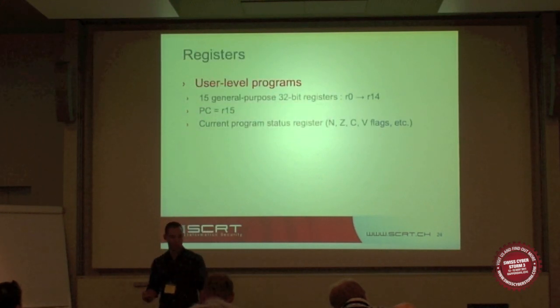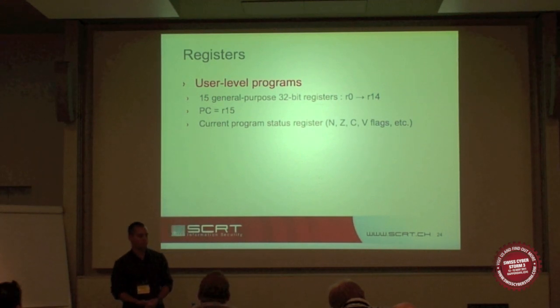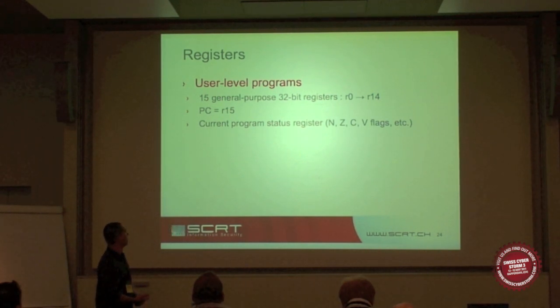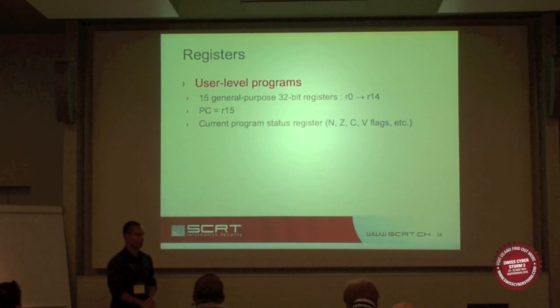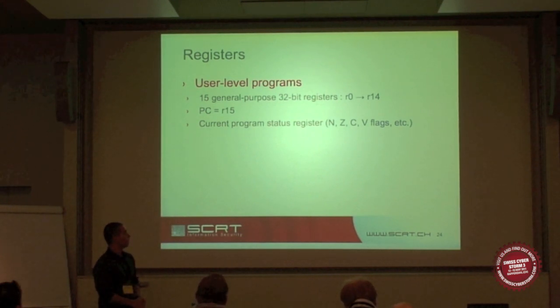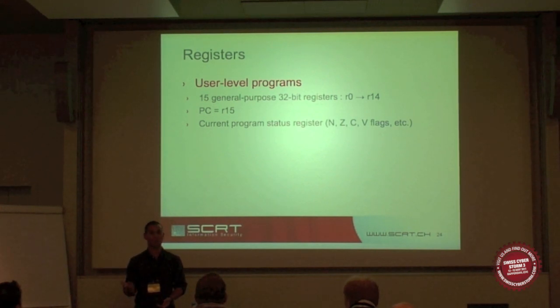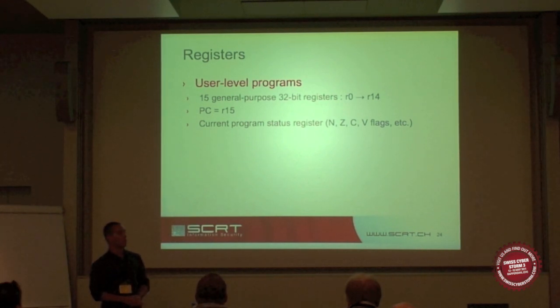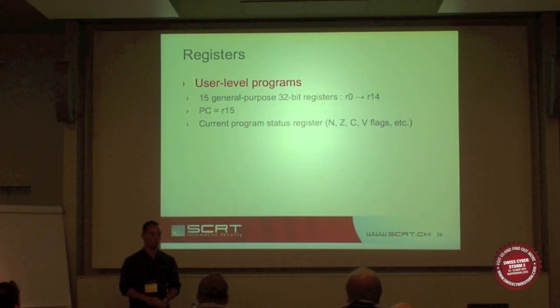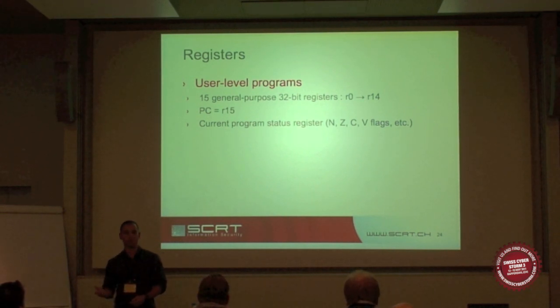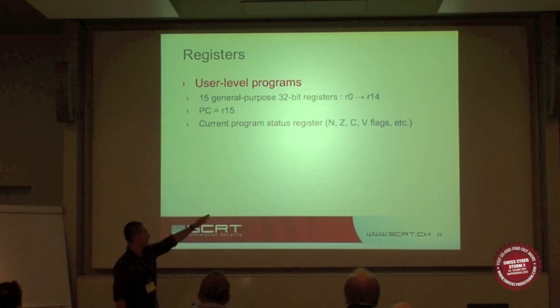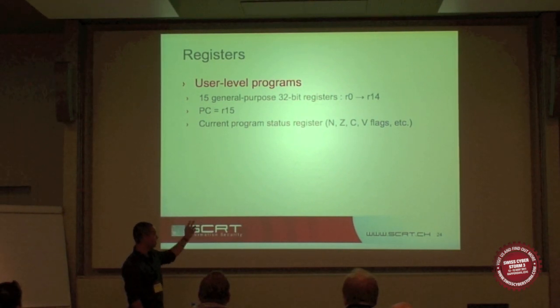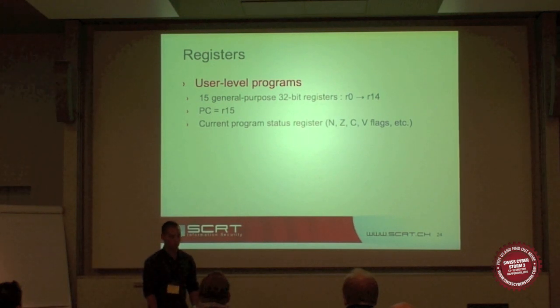If we look from a user level program, we will have several registers available. There are 15 general purpose registers, going from R0 to R14, and the equivalent of the program counter, so EIP on Intel, is called R15. The equivalent of the stack pointer, also named EBP on Intel, is R14. And you have also all the flags like you will have on the Intel architecture.